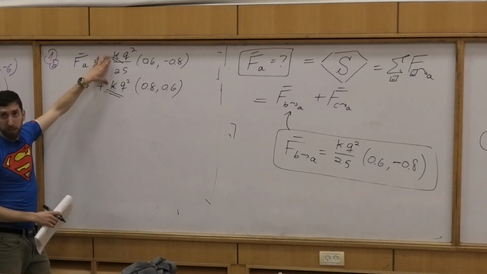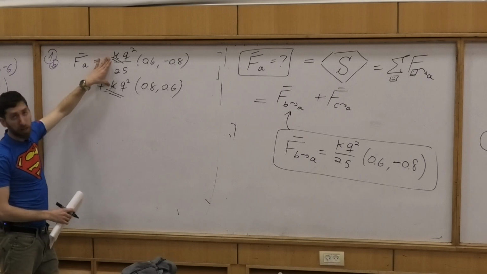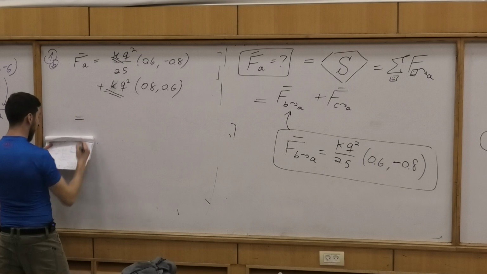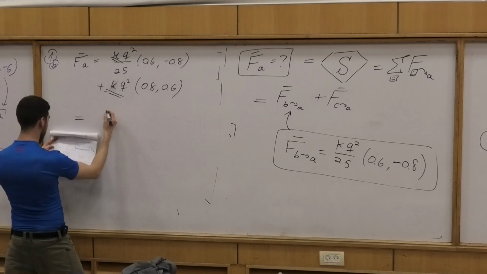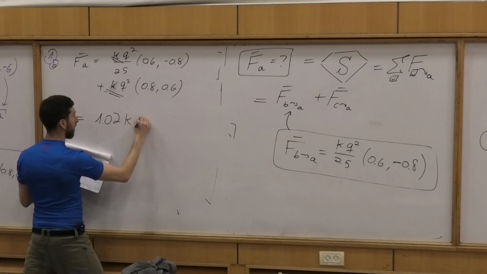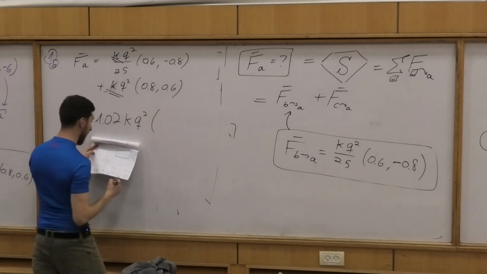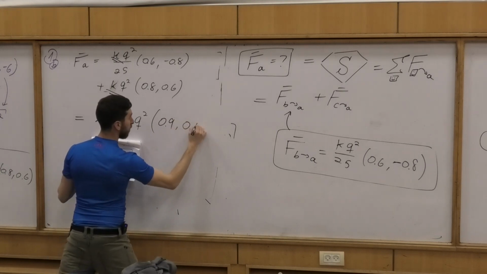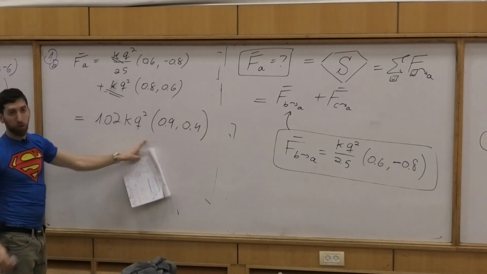Good. I also see that two of the terms have the same constant before them, so I can drag it out. And eventually, I'm going to get the force: 1.02 kq squared multiplied by 0.9 and 0.4. That's all. This is the total force.